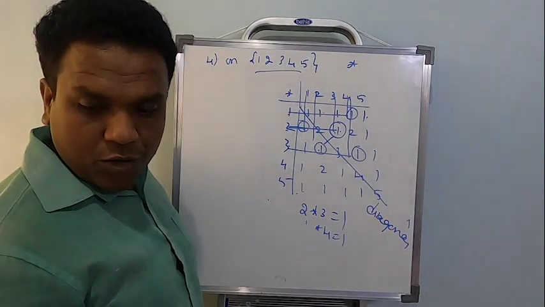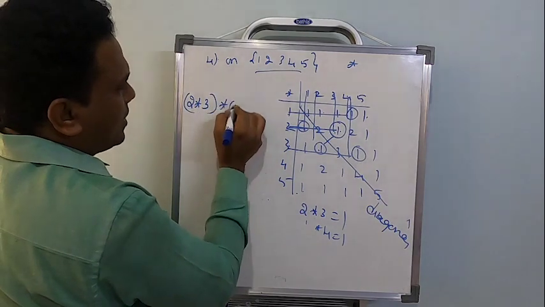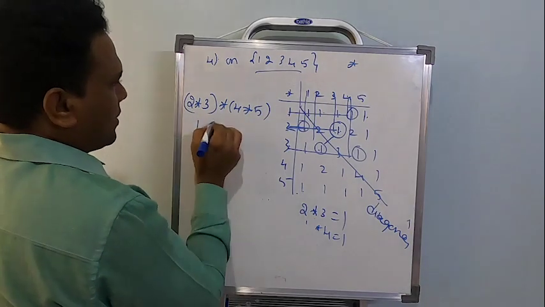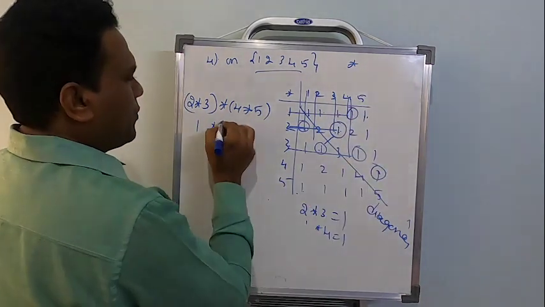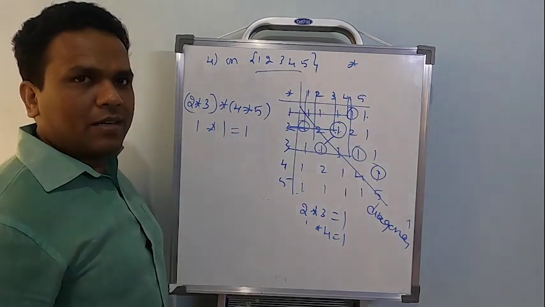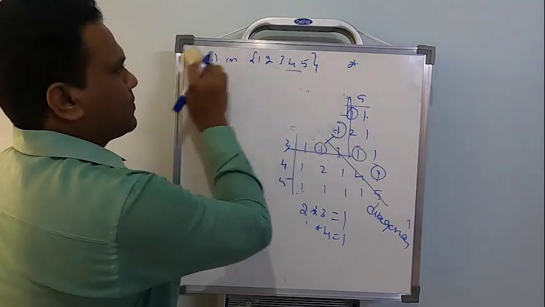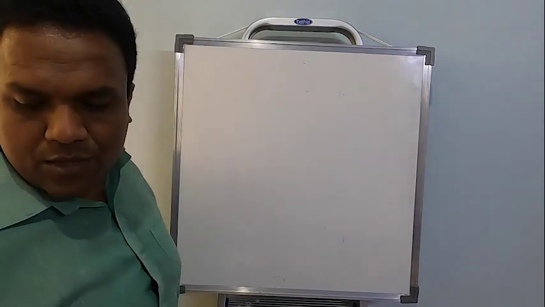After this, they asked something also. You have to find 2 star 3 star 4 star 5. 2 star 3 is 1, star 4 star 5. 4 star 5 is also going to be 1. Then 1 star 1 is still going to be 1. A simple one by using the table. Okay, now let's go to the next.